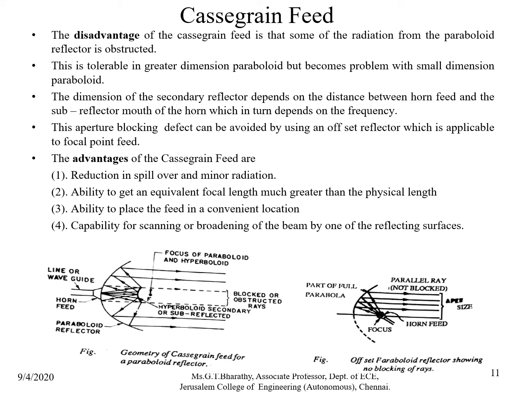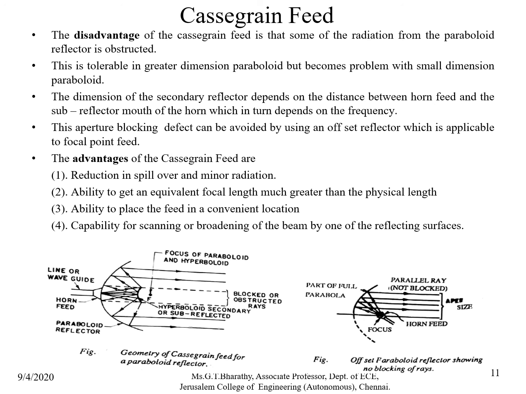So next we will move on to the advantages and disadvantages of Cassegrain feed. The main disadvantage of Cassegrain feed, you can look at the second diagram. Since you have the hyperboloid sub-reflector at the vertex, some of the rays are blocked at the center. So the main disadvantage is that some of the radiation from the paraboloid reflector is obstructed by this hyperboloid sub-reflector.